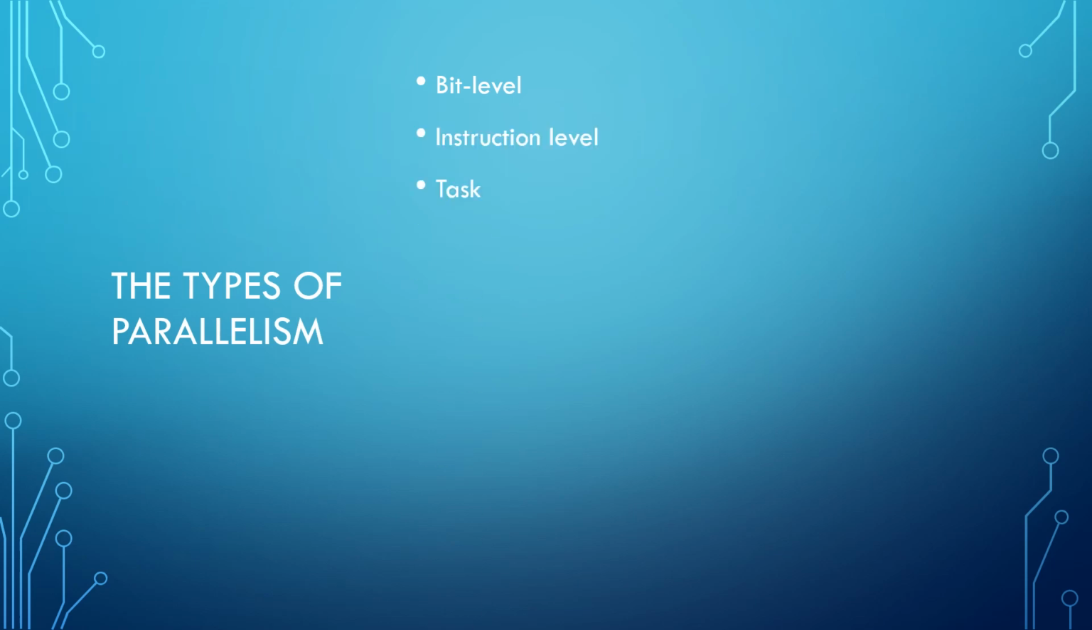Then we have the instruction level parallelism, which we discussed earlier, and we have the task level parallelism. Task parallelism is basically when we have two different programs running. One program's instruction will be run through a certain core or processor, and another program's instruction will be run through a different core or processor. Even though they're independent and do not relate to one another, they run at the same time.